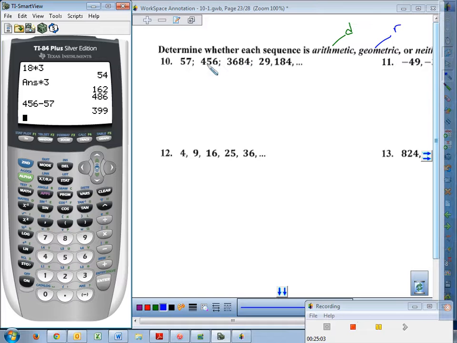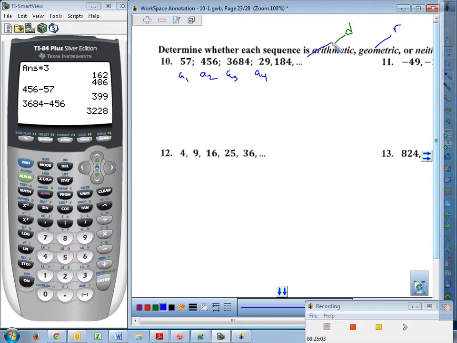Did it also go up by 399 from the second term to the third term? Well, you can tell that there's no way it went up by 399. 3684 minus 456. I did not get 399 back, so it is not arithmetic.